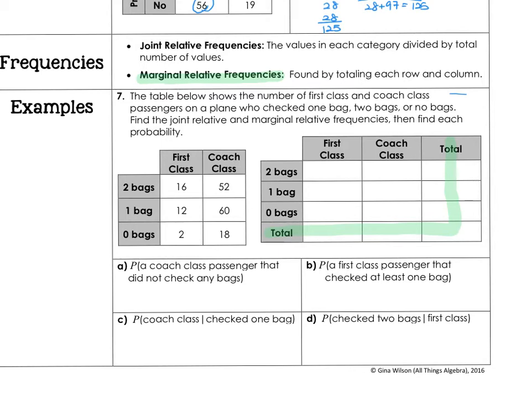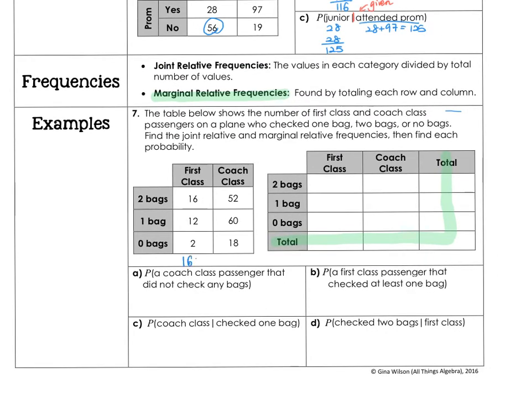So in order to calculate that, I have to know what is the total number of passengers. If I add all of this together, 16 plus 12 plus 2, 1, 2, 30, 90, I have 160 in total passengers. Okay. So to calculate frequency, I take first class passengers who checked in two bags, that's 16 of them, divided by the total, 160. So I have 0.1 as my frequency.